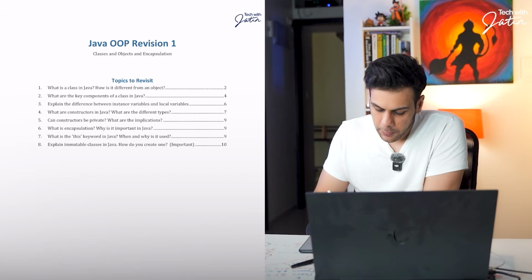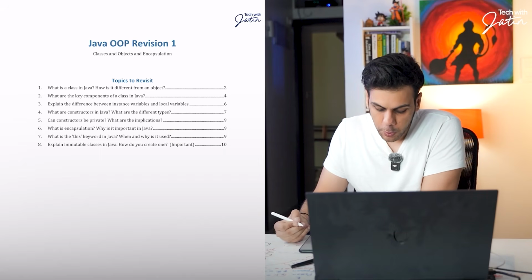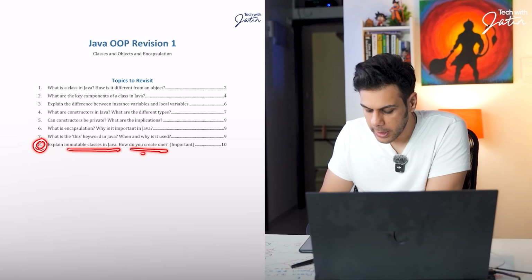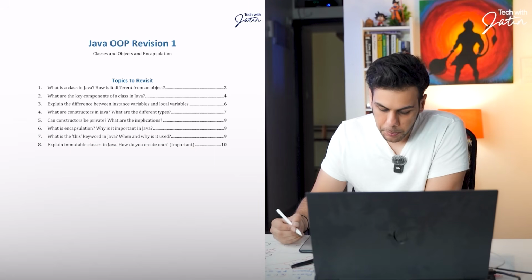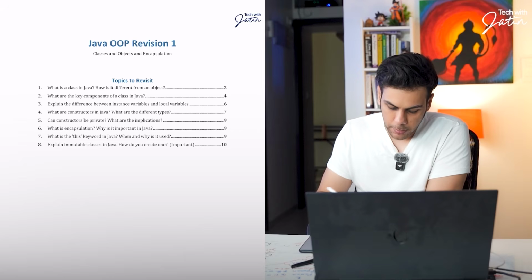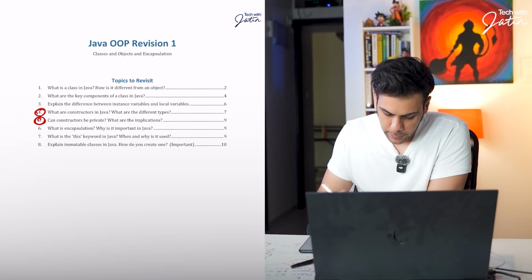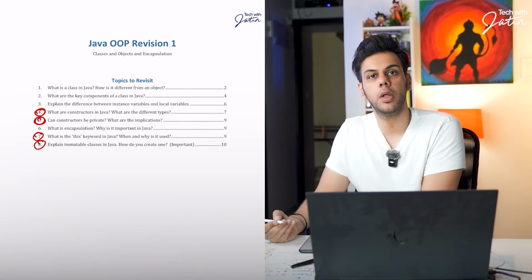What is the this keyword in Java, why are you going to use it, and when are you going to use it? That's something which is important. And what is an immutable class in Java and how do you create one? So yep, this is an important one. So in this revision, question number 4, question number 5, and question number 7 and 8 are the only ones which are important.